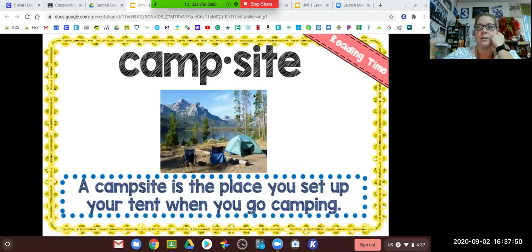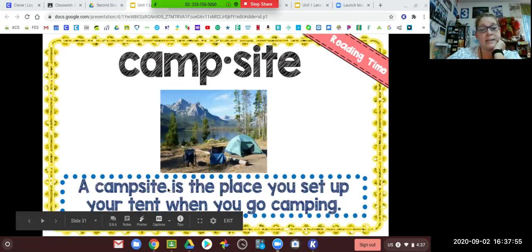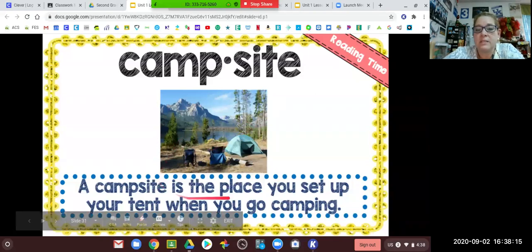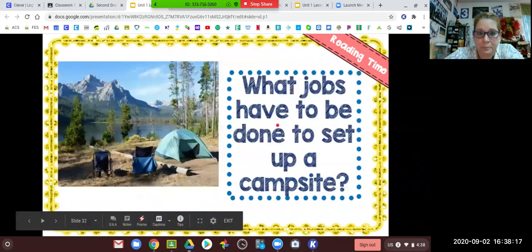All right, so before we can read, let's talk about a campsite. A campsite is the place you set up your tent when you go camping. If you look at the picture, here's their tent. And then they've got some chairs over here, and maybe they're going to put a fire here so they can roast marshmallows or hot dogs. So this is their campsite.